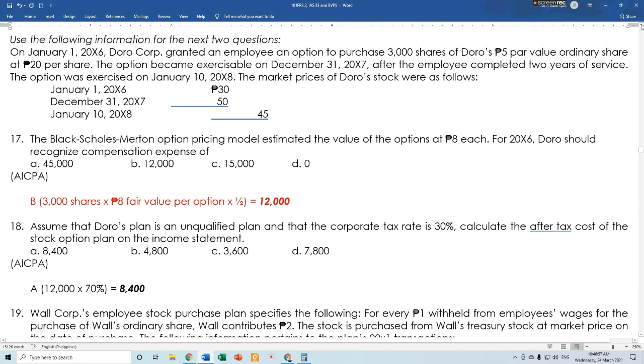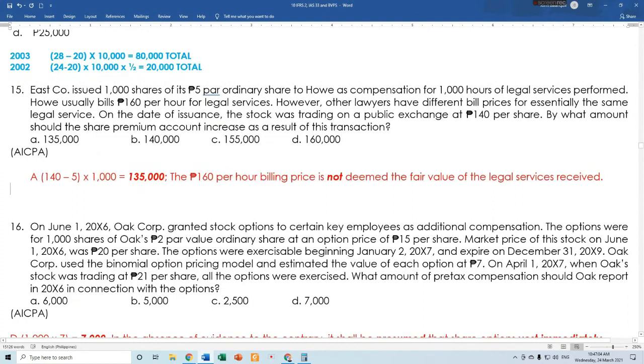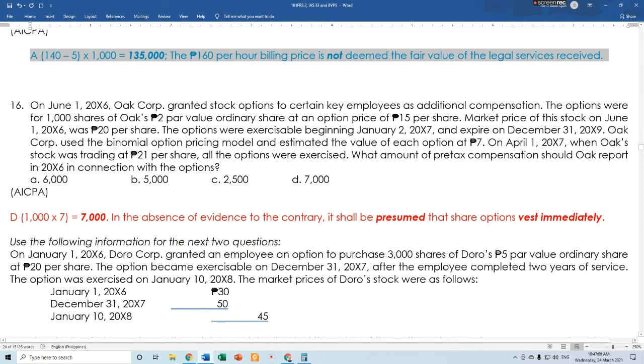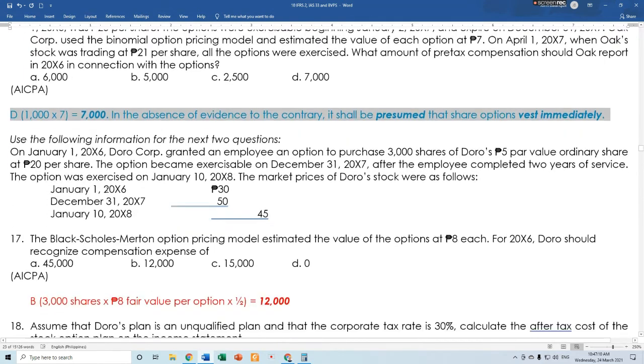Use the following information for the next 2 questions. Okay? So, lagyan na lang. Wait, ayusin lang muna natin yung solution dito. Palitan lang natin yung kulay. Para at least consistent siya dun sa ating solution.